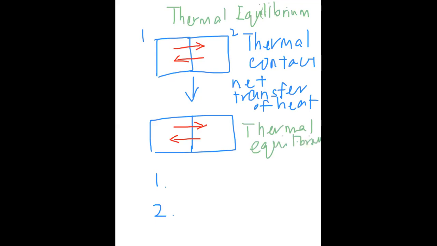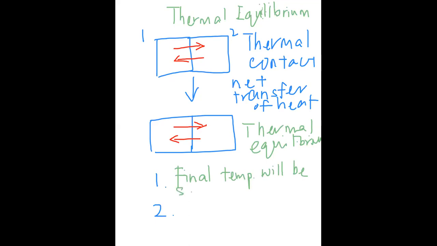When it has reached thermal equilibrium, there are two conditions to say that these two objects have reached thermal equilibrium. So what is that? The first one is their final temperature will be the same. Okay, will be the same.